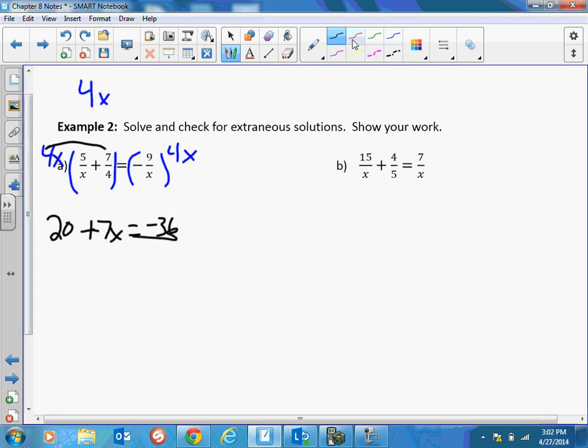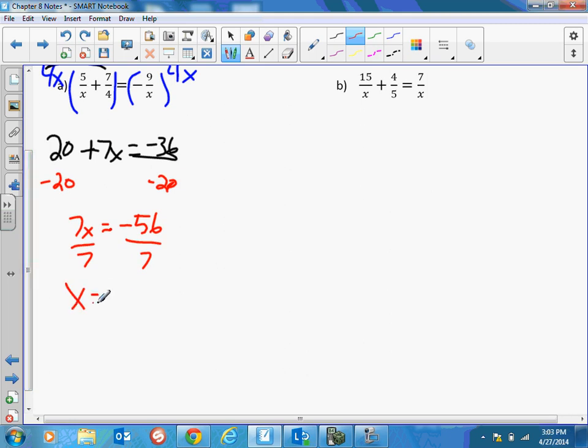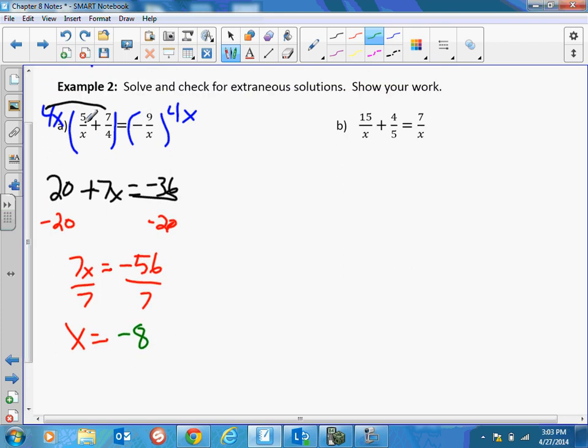From there, it's just a normal algebra problem. We're going to subtract 20, and we get 7x equals negative 56. Divide by 7, and x equals negative 8. Let's clean that up. Plug that back in and check it.